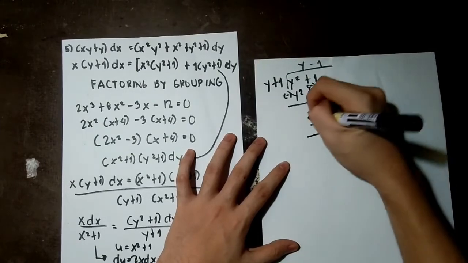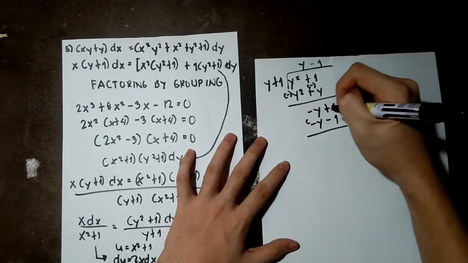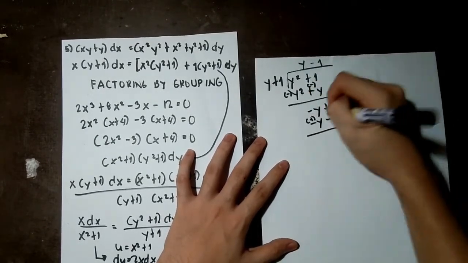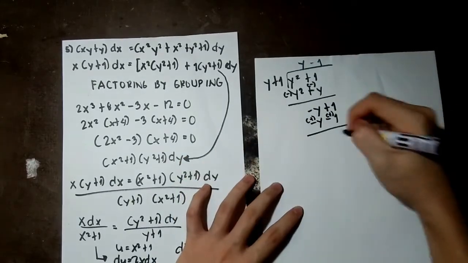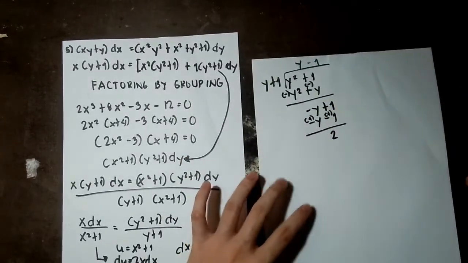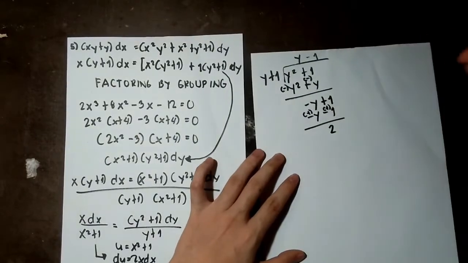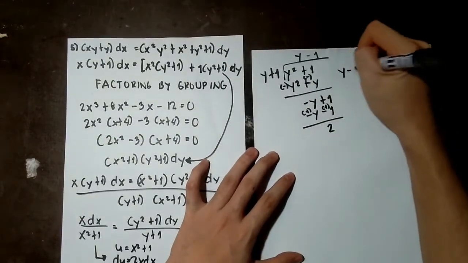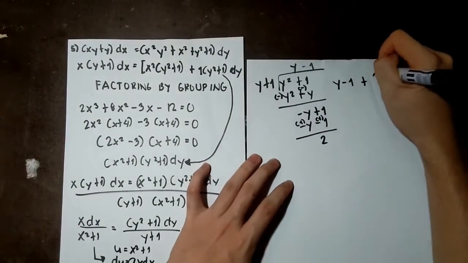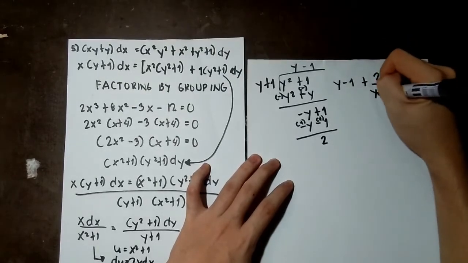So, again, change the sign below. So, this becomes positive, and this becomes positive too. So, there is a remainder of 2. So, the final answer for this division is y minus 1 plus 2 over y plus 1.